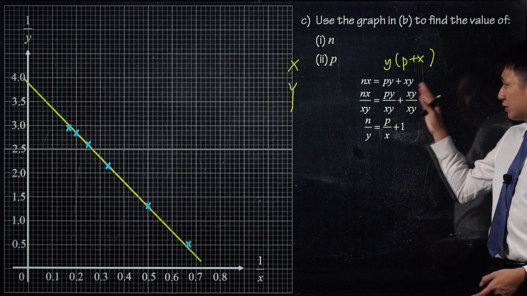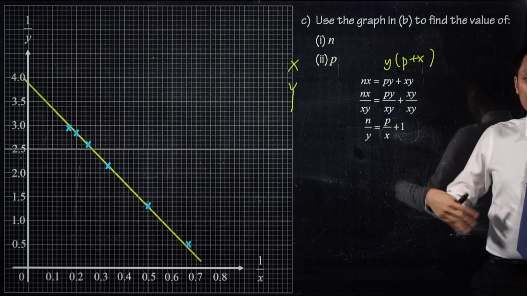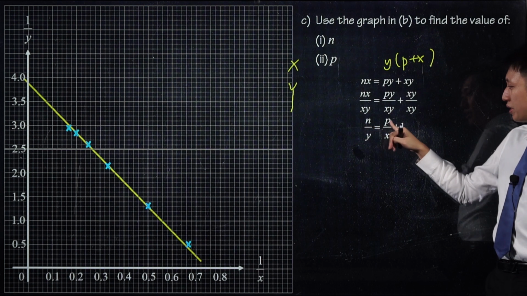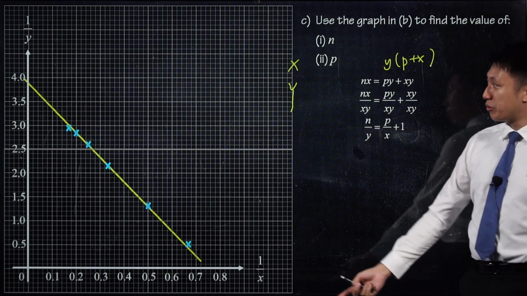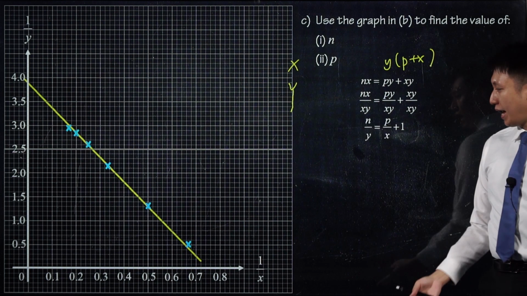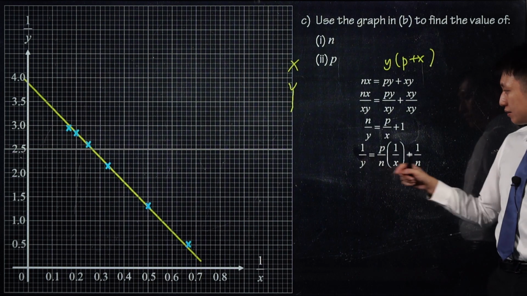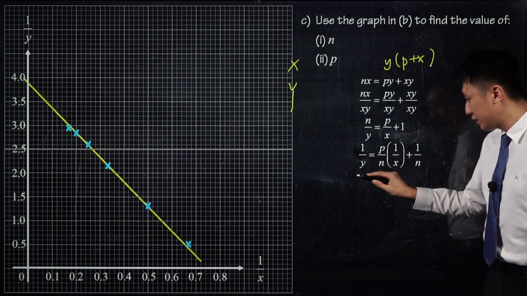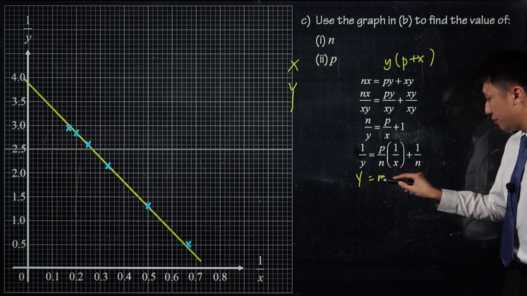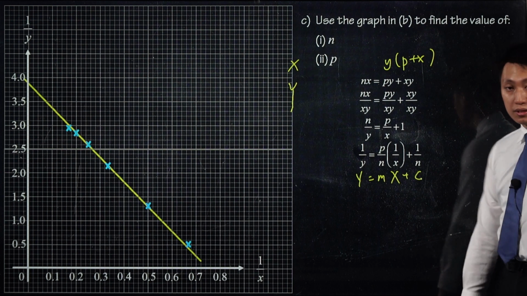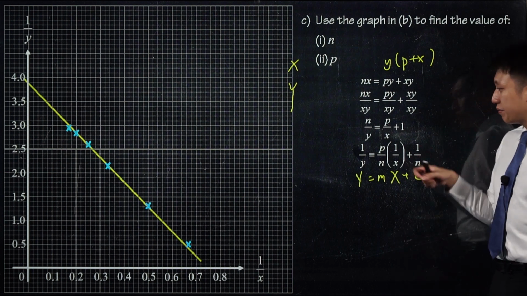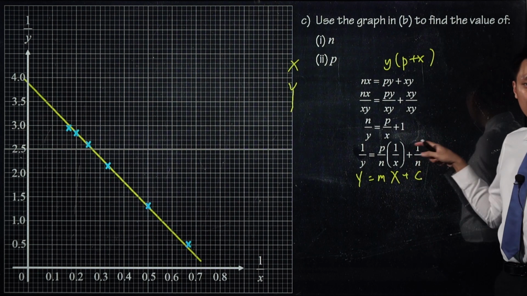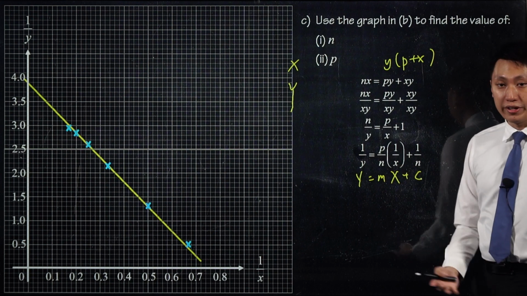Or else you can do the exact same thing, which is simpler, one by one. So n over y is equal to p over x plus 1. Now what you want is 1 over y, so you divide by n. So p over n times 1 over x plus 1 over n. This is your capital Y equals mx plus c. Good. If you have this, it's very simple because this is your y-intercept and this is your gradient.